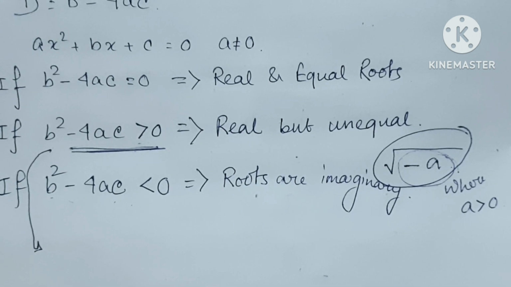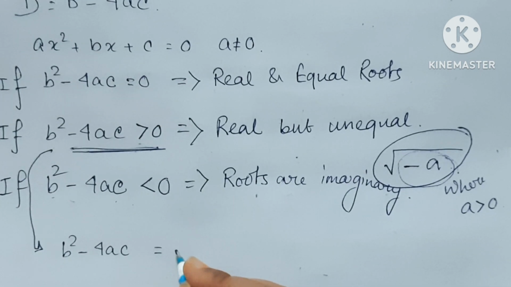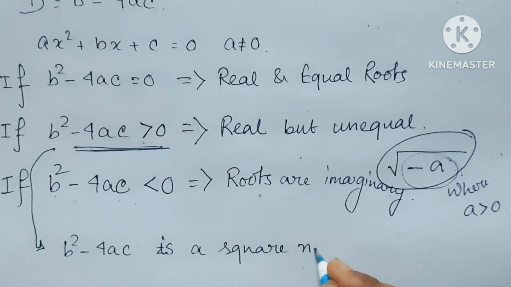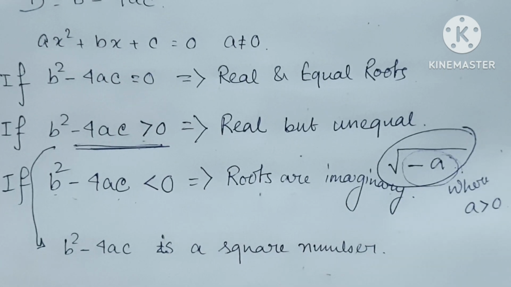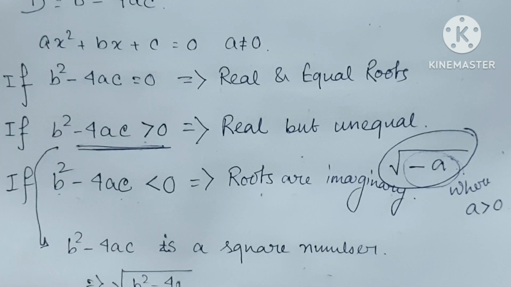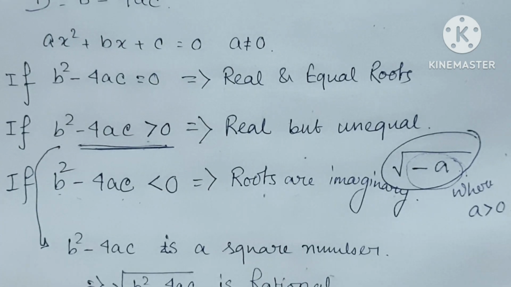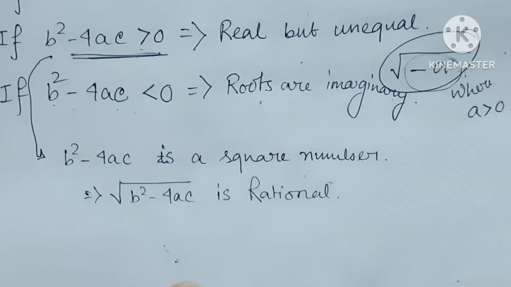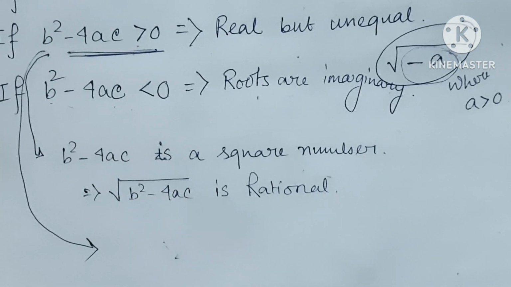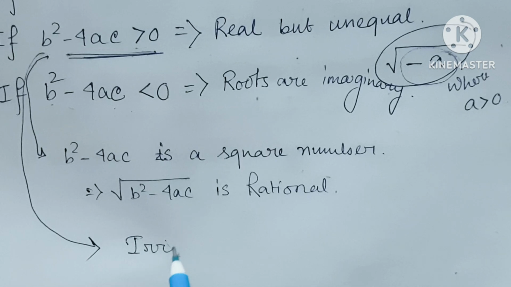See, if b square minus 4ac is a square number, that implies root b square minus 4ac is rational, and if this one is not a square number then you will get an irrational root.